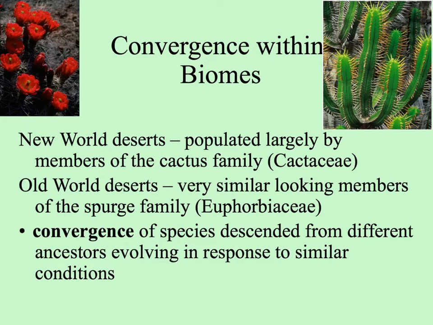In different communities of similar climates, we often see convergence, where very different plants from very different families, not related at all, come to look like each other. One example of this is the euphorbs, common in Old World deserts, that end up looking very much like cacti. On the left here is a cactus, on the right a euphorb.